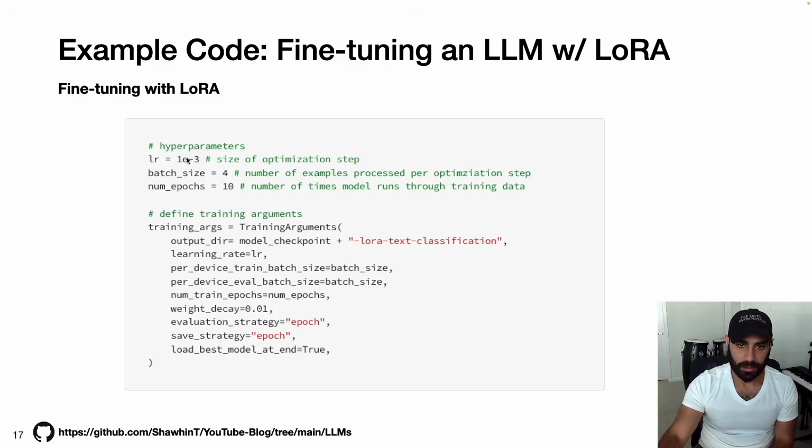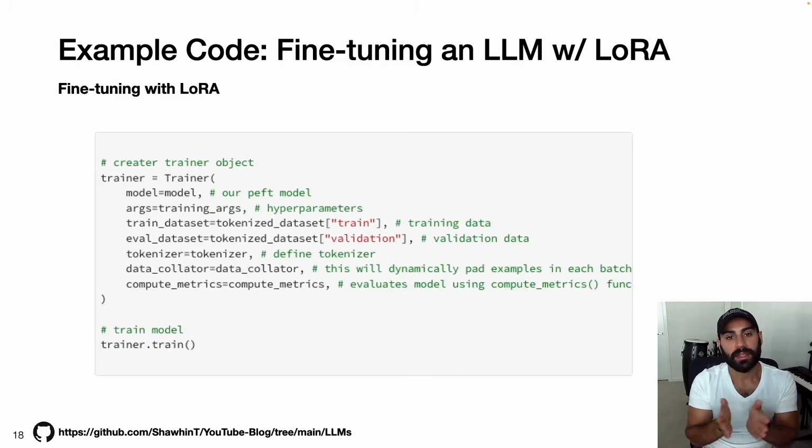So here we put the learning rate as 0.001. We put the batch size as 4 and the number of epochs as 10. Next, we say where we want the model to be saved. Here I dynamically create a name, so it'll be the model checkpoint dash LoRA text classification. The learning rate's what we defined before, batch size what we put before. Define weight decay as 0.01. Then we set the evaluation strategy as epoch, so every epoch is going to compute those evaluation metrics. The save strategy is every epoch it's going to save the model parameters. And then load best model at the end. So at the end of training, it's going to return us the best version of the model.